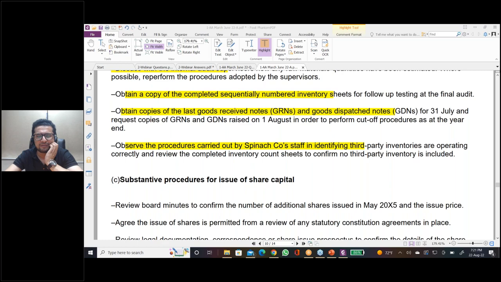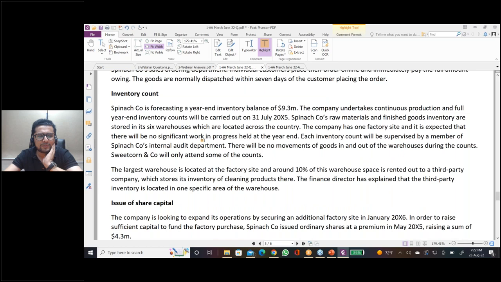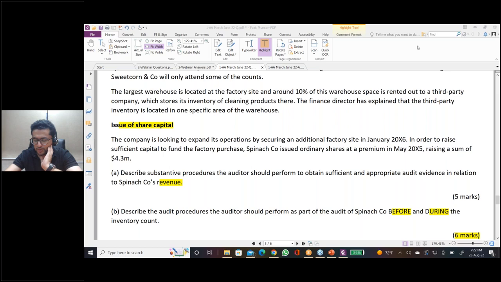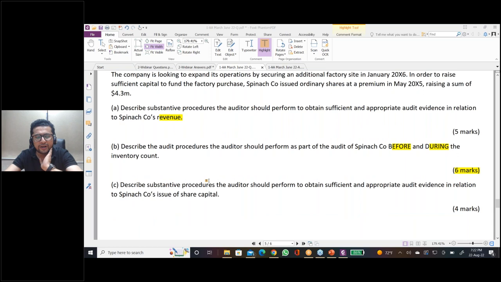That's great. So let's explore the last part of this question. And the last part of this question is about the share capital. So what about share capital? Describe the substantive procedures the auditor should perform to obtain sufficient and appropriate audit evidence in relation to the company's issue of share capital. So the company has issued a certain amount of share capital.